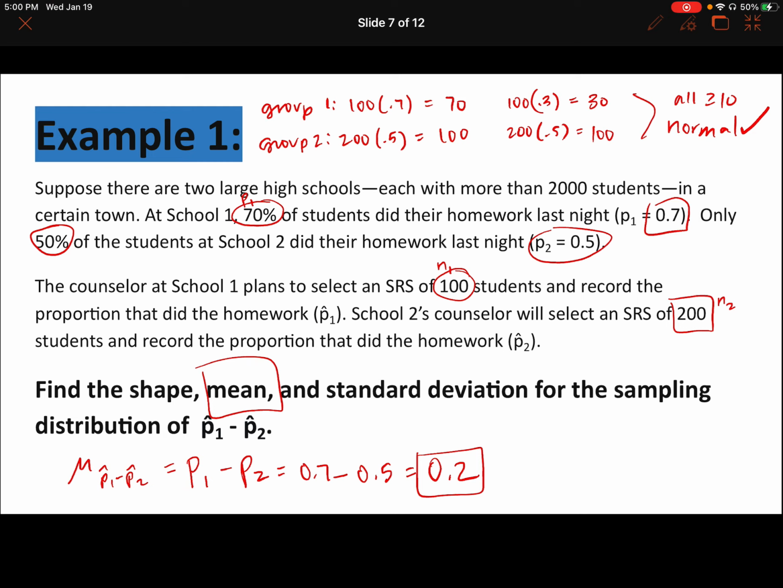And then of course I used all my space, and now I have the longest, biggest formula left. So I'm going to come over here and do the standard deviation just because I ran out of room. So again, we're doing the standard deviation of p hat 1 minus p hat 2. So I'm going to plug in our formulas.